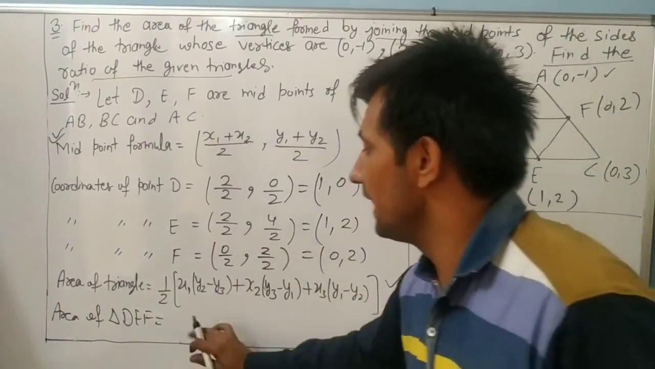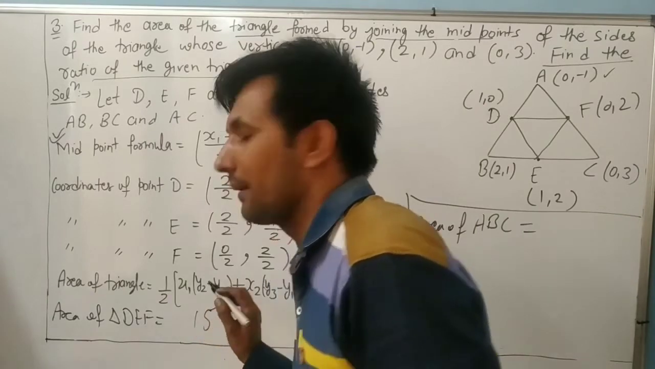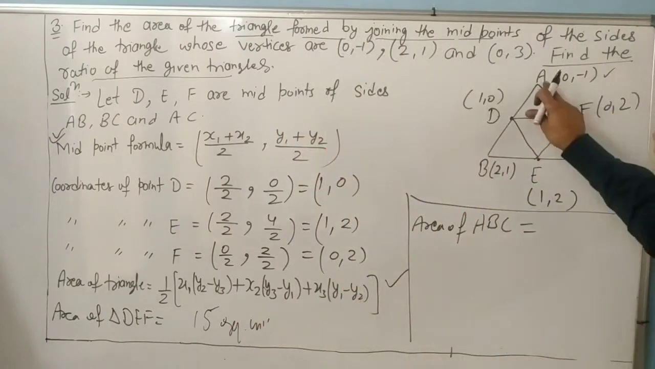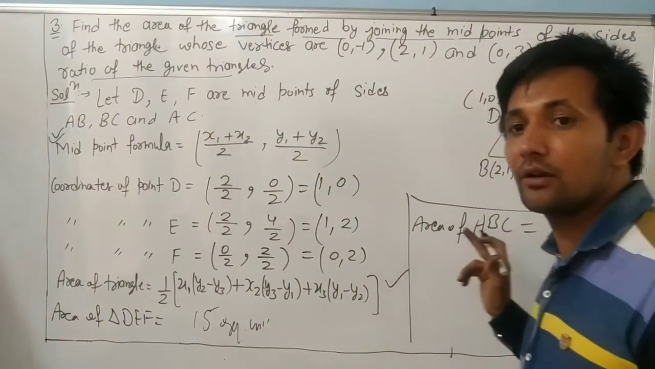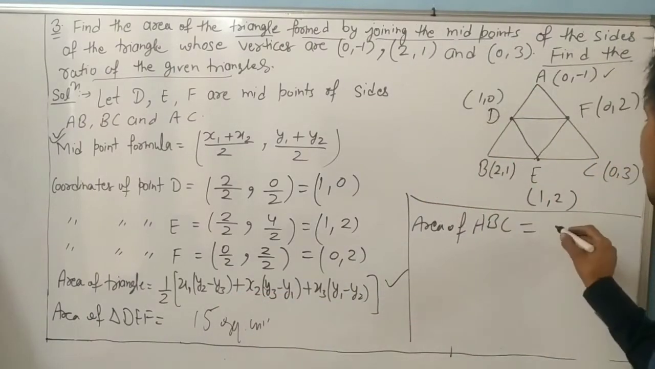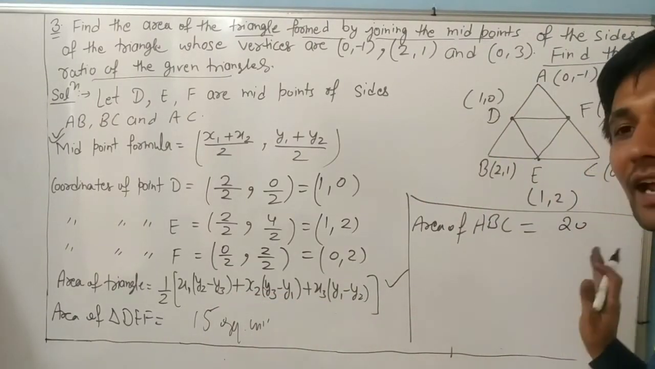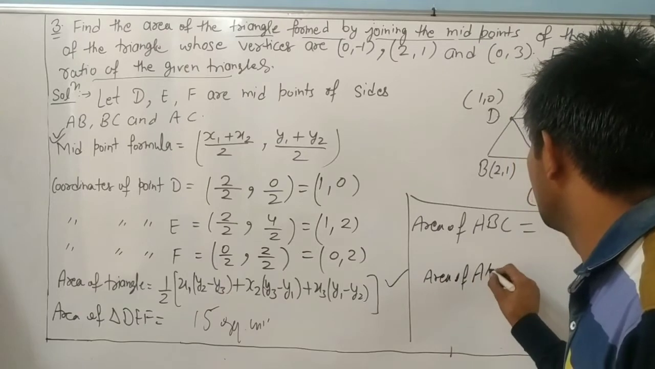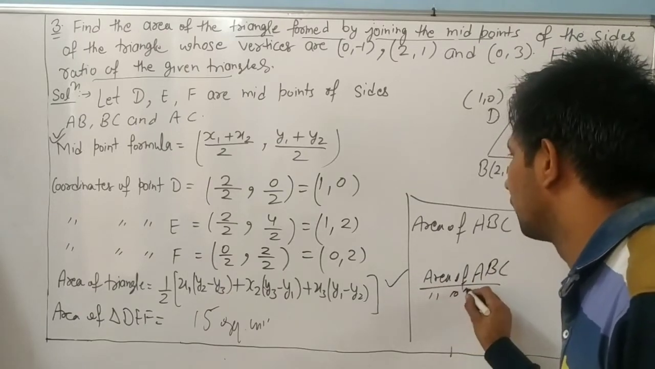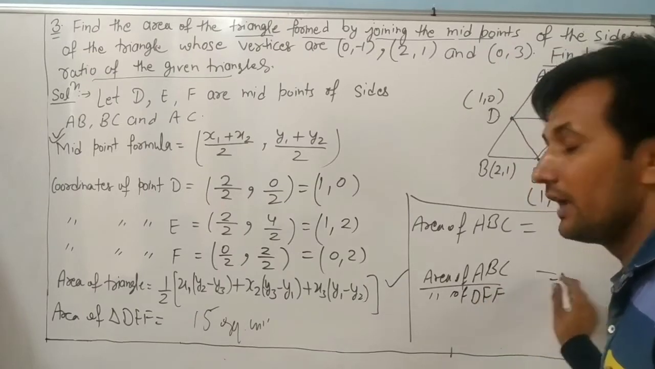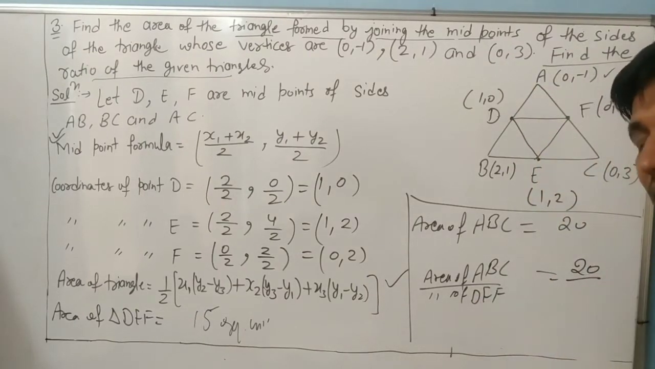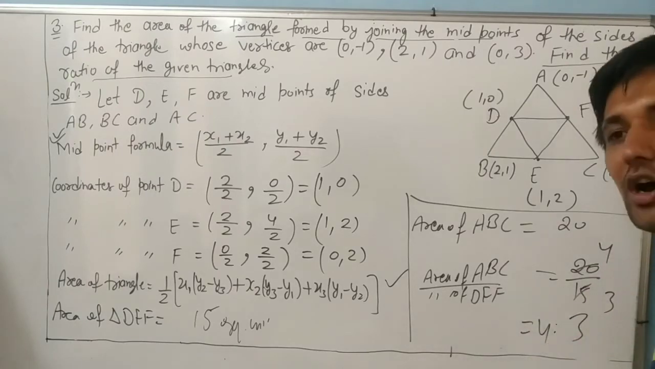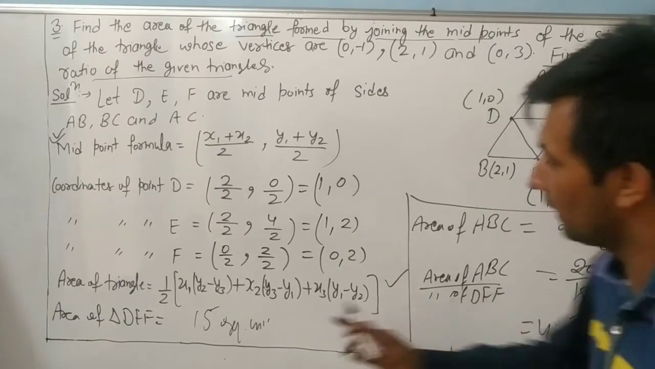Suppose the area of the triangle DEF comes to 15 square units, only as a supposition. And the same way, the area of ABC, which you can find using the formula with the given coordinates. Suppose it comes to 20. So how will you find the ratio? You will find the area of triangle ABC divided by the area of DEF: 20 divided by 15, which is 4 to 3. So the area ratio is 4:3. It is not your answer, okay? We only suppose it.